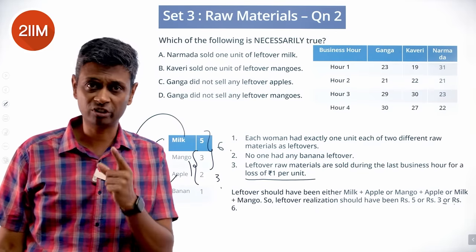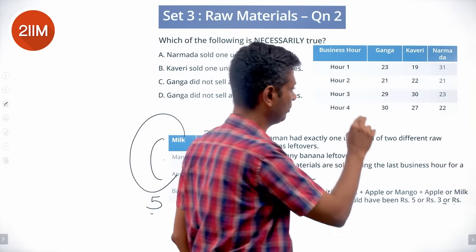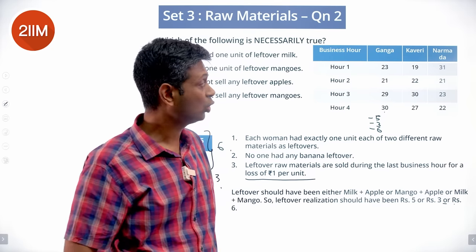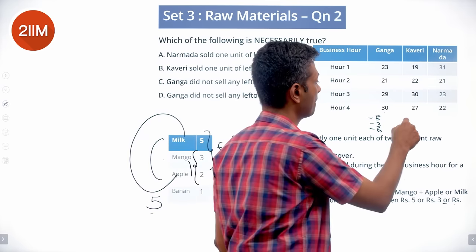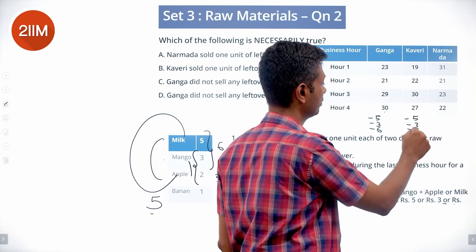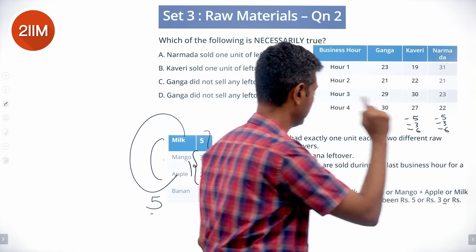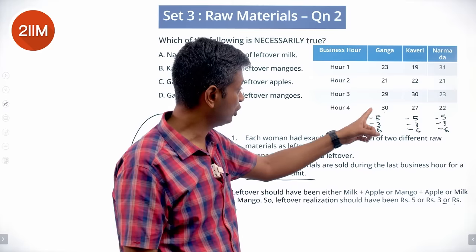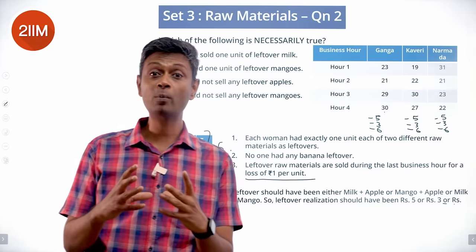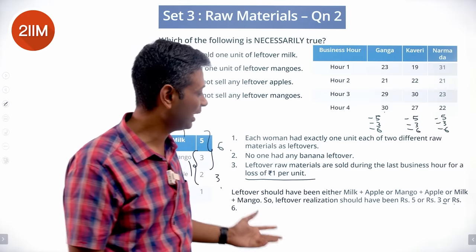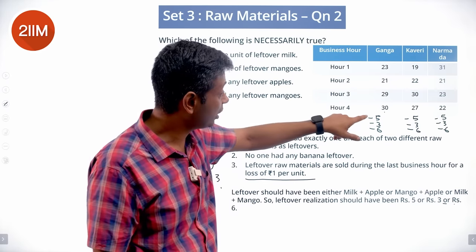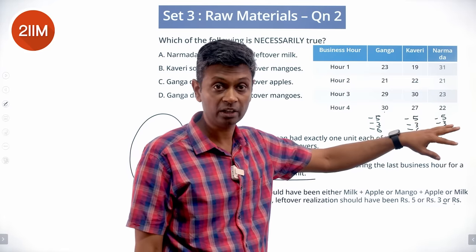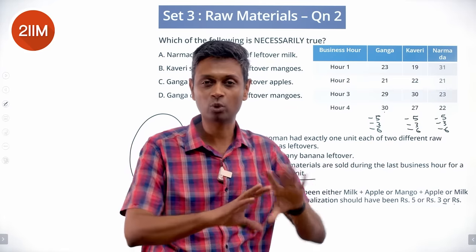So in the last hour, each of them could have got minus 5, minus 3 or minus 6 from this. Each woman had exactly 1 unit of each of these, so there's no possibility of no leftover. So from each of these, this could be subtracted, to realize how much they sold from the smoothies, the remaining coming from the leftover numbers. So this 30 could have been 25 plus 5, 27 plus 3, or 24 plus 6. This 27 could have been 22 plus 5, 24 plus 3, 21 plus 6, and so on.